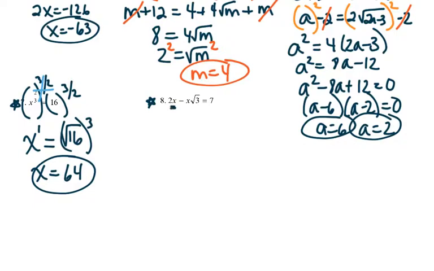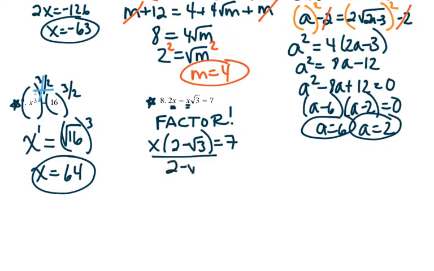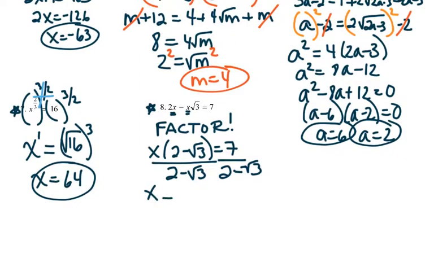Also later in the year, we're going to do some problems like this. This is not technically a radical equation because the x is not under a square root. But it's going to use something, I'll give you a hint, it rhymes with tractor. Yes, factor. How can I factor? Well, I'm going to factor out the x. 2 minus root 3 equals 7. And I'm going to divide both sides by 2 minus root 3. And then, can I leave it like that?